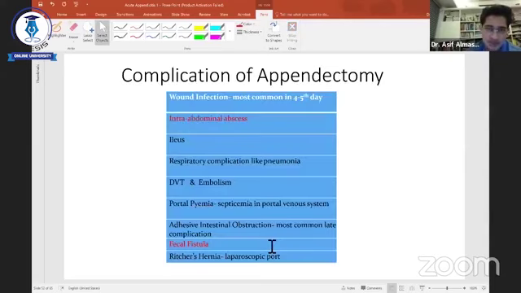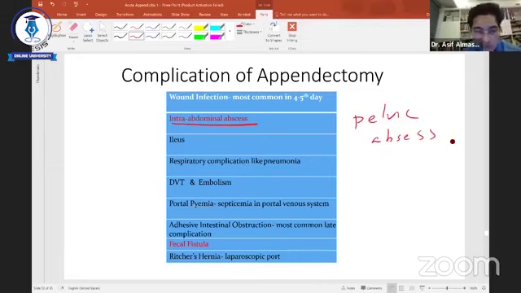What are the complications of appendicectomy? Certainly, intra-abdominal abscess is one of the commonest. Pelvic abscess, which is drained per rectally. Ileus can also happen. That means adynamic intestinal obstruction can happen for 1 or 2 days, but usually they recover. But if there is ileus lasting for more than 4 or 5 days, definitely other causes should be looked for. Respiratory complications, DVT, embolism, always all complications of abdominal surgery.